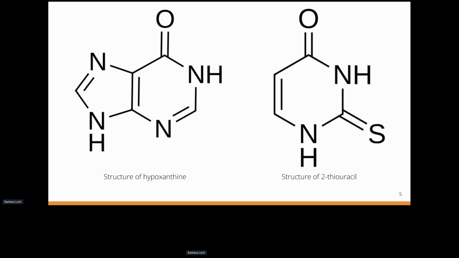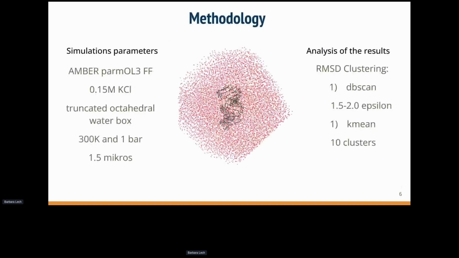For those who don't know these nucleobases, this is hypoxanthine. If there was an NH2 group here, it would be guanine. So it's really similar. However, it can only create 2 Watson-Crick hydrogen bonds with a complementary strand. And this is thio-uracil. In the second position, there is supposed to be oxygen in uracil, but here there is a sulfur atom. My methodology: as I already said, I use molecular dynamics.